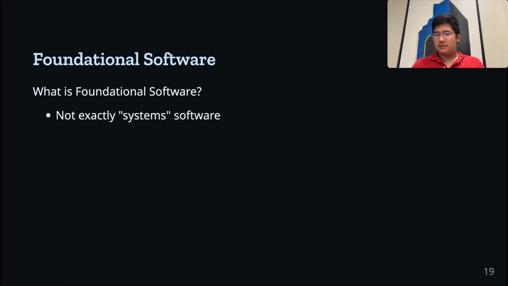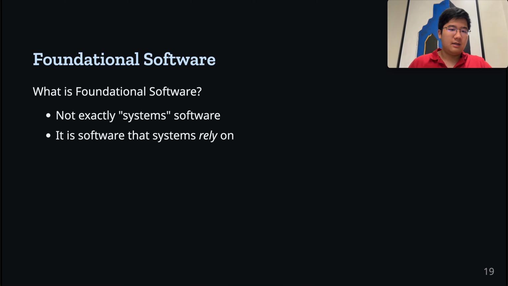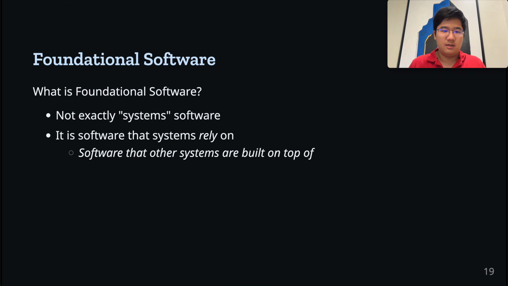So what is foundational software? It's not exactly system software. I would say that system software is a more general term. Again, if you're not aware, at Carnegie Mellon, we do have a systems concentration in the School of Computer Science. Foundational software is software that other systems rely on, or put another way, software that other systems are built on top of.